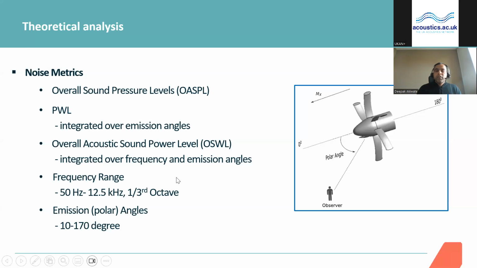So we again estimate the overall sound power level, which is a kind of integrated number over the frequency as well as the emission angles over the bottom hemisphere, and which is very helpful to look at the balance between the tones and the broadbands, and I will explain that in a moment. The frequency range we consider is from 50 Hz to 12.5 kilohertz in a 1/3 octave band. And as I mentioned, the emission angles we take from 10 to 170 degrees.